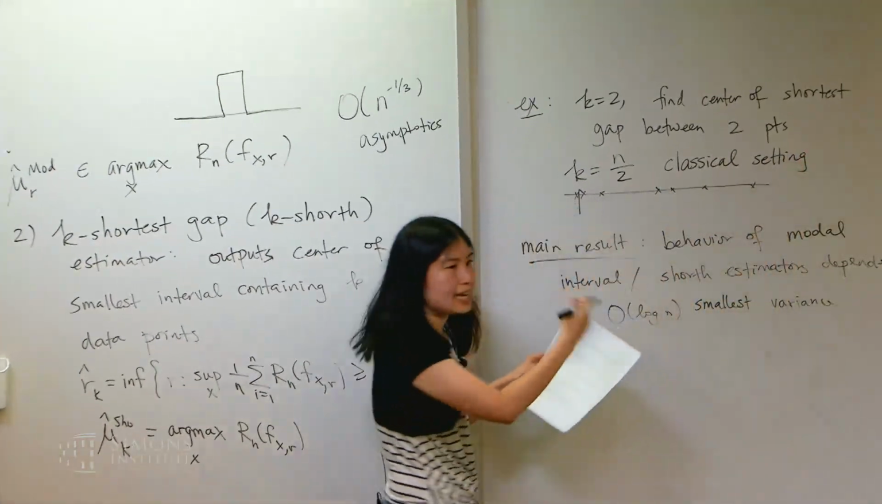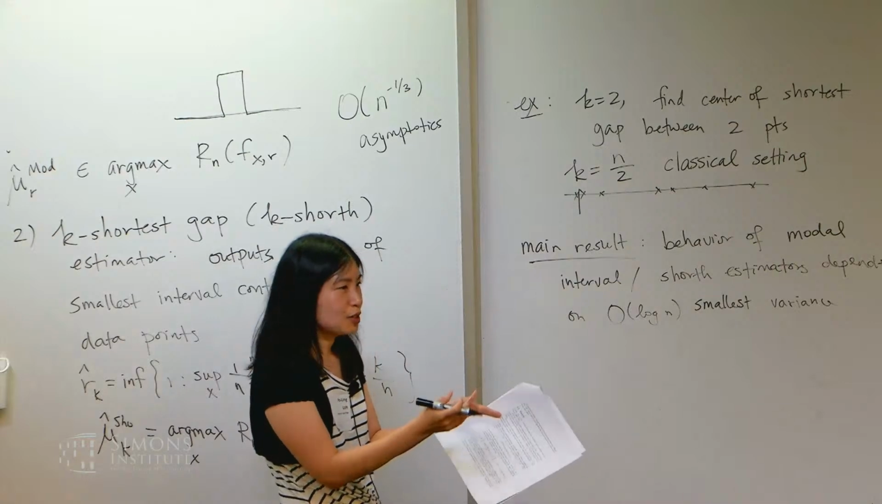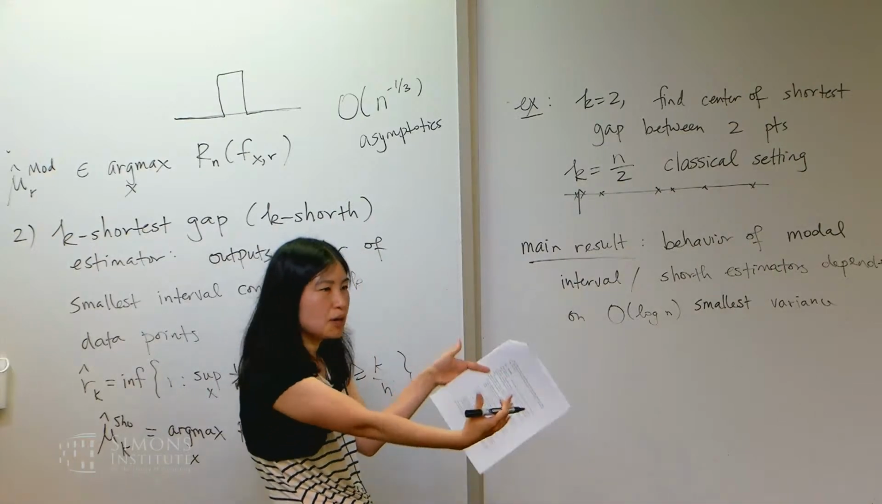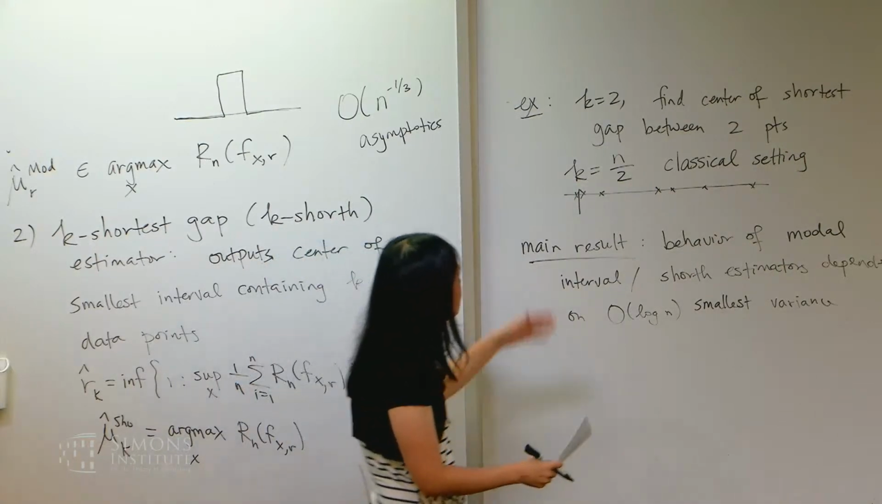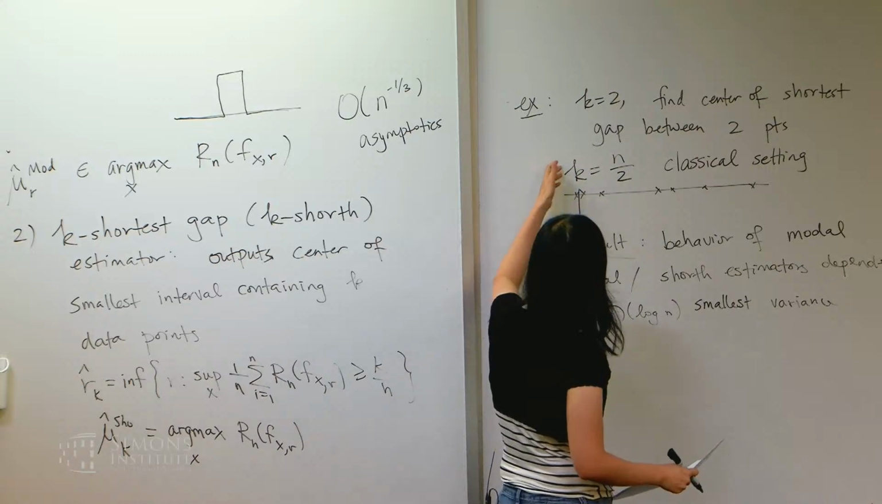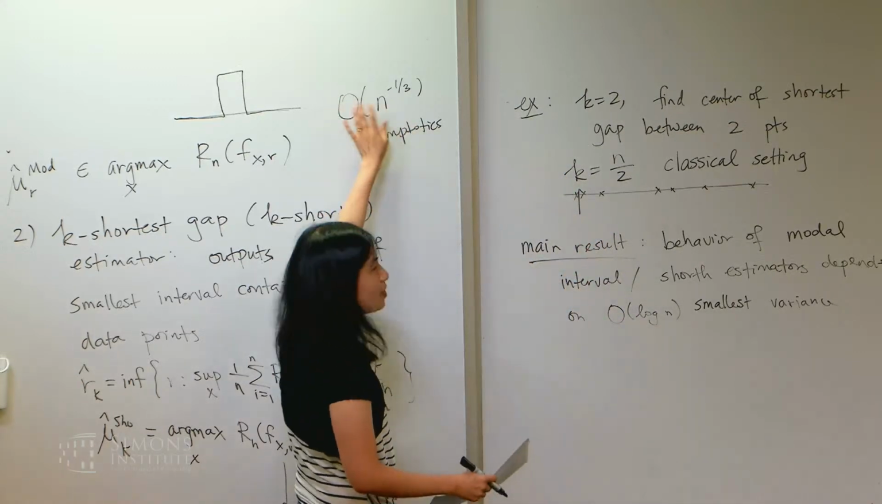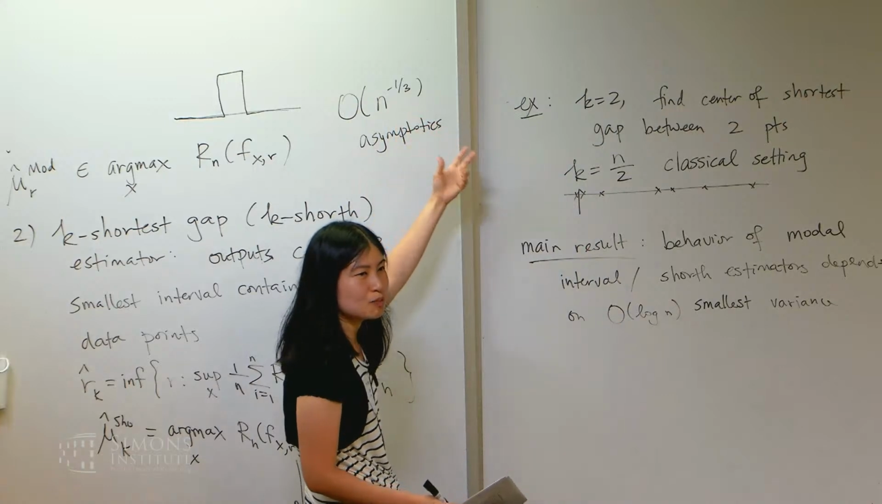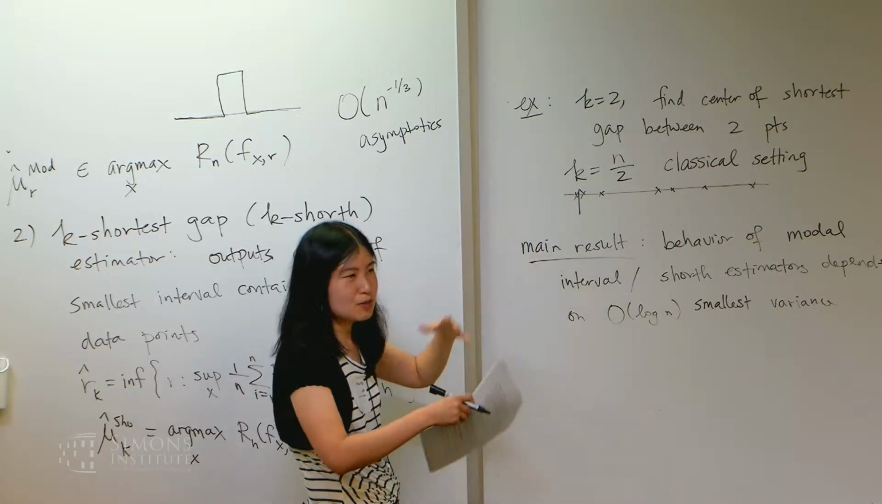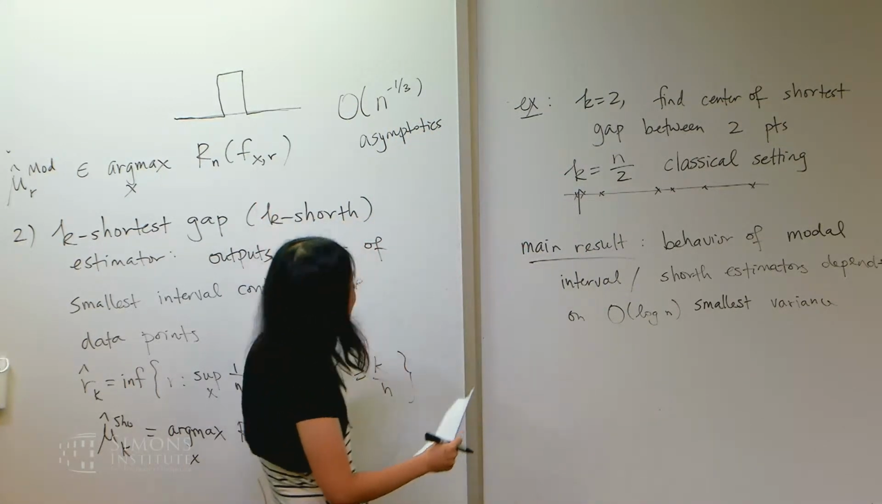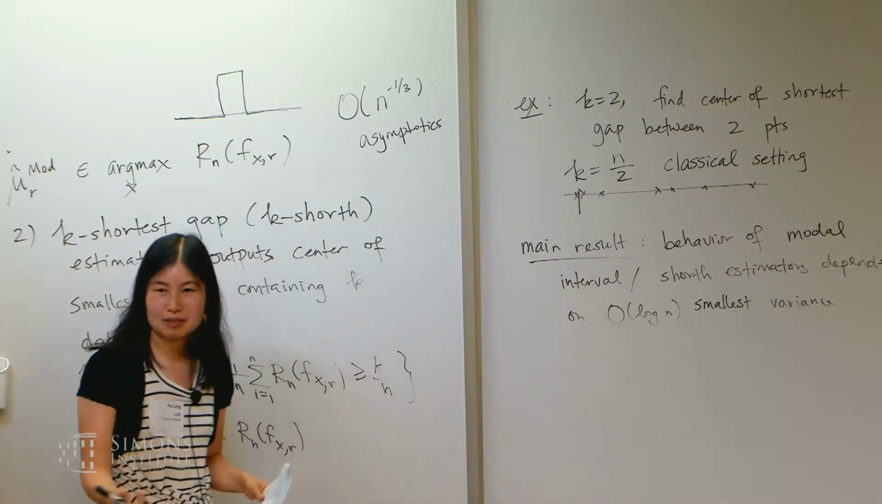If you have IID data, then it makes sense to look at the shortest gap, not between 2 points, but between some bulk of the data points. It was shown empirically in the 70s that this seemed to be a very good thing to do. It was also shown empirically that you also have this order n to the negative 1/3 asymptotics, but people didn't really know how to prove it because of the bad behavior of the M-estimator.